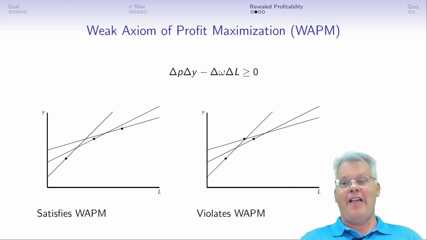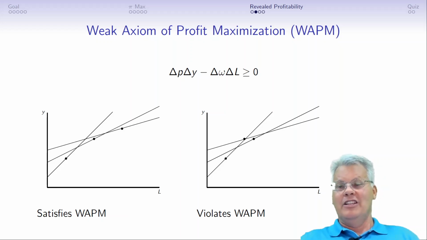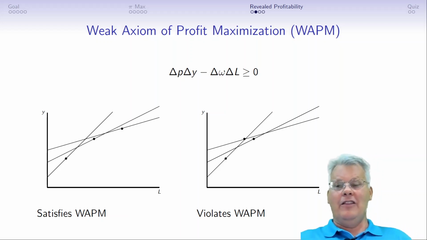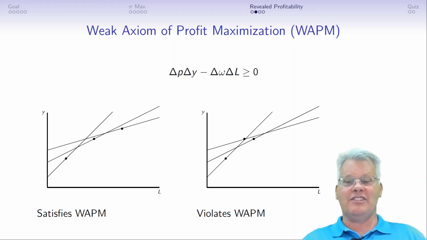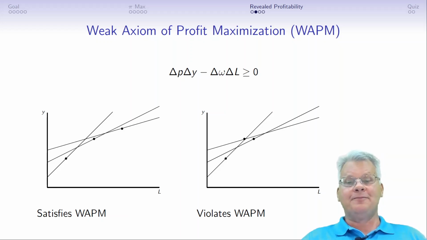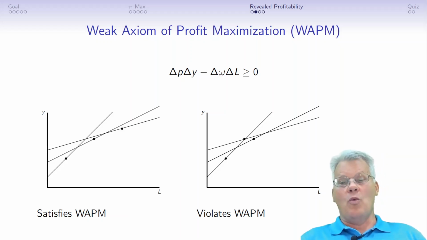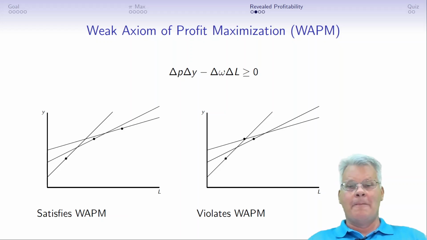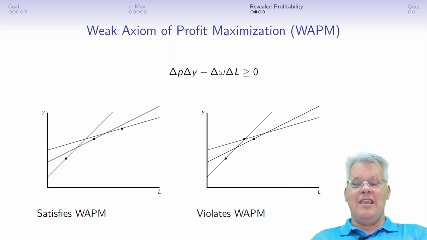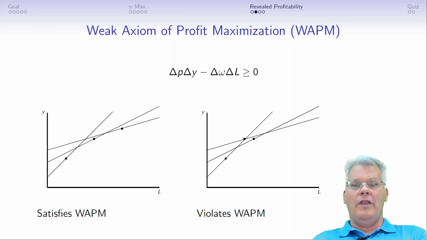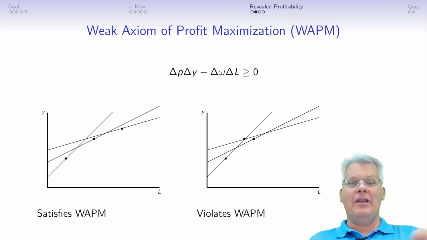isoprofit line becomes flat. This production process where I use a whole bunch of input to generate slightly more output generates more profit than either of the previous 2 production points. You'll notice that the second diagram violates WAPM. And the reason why, I can say that the rightmost combination, right? So that was the input-output combination when the isoprofit line had the middle slope.